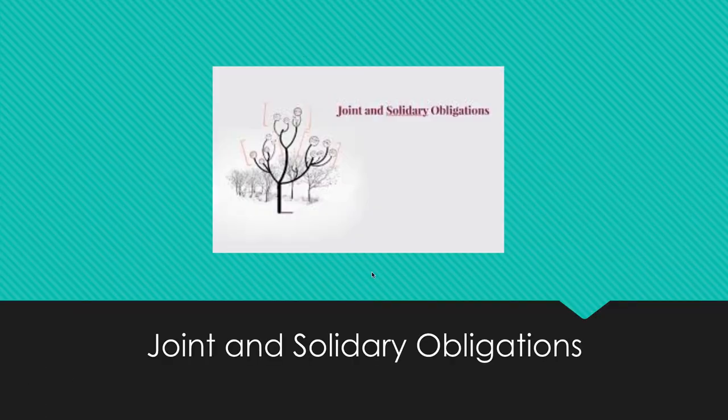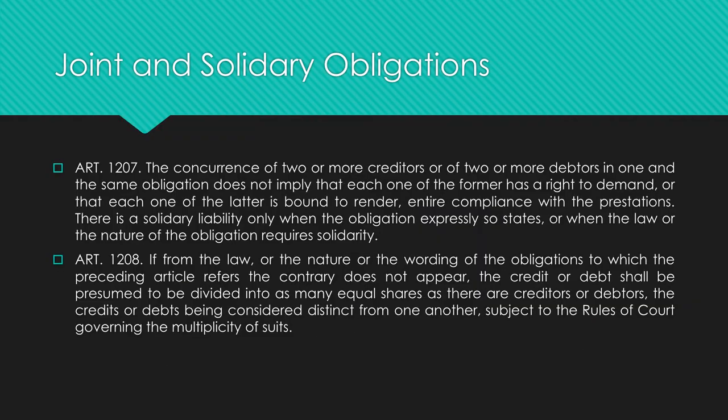Okay, so what about joint and solidary obligations? Under Articles 1207 and 1208, the concurrence of two or more creditors or of two or more debtors in one and the same obligation does not imply that each one of the former has a right to demand, or that each one of the latter is bound to render, entire compliance with the prestations. There is a solidary liability only, underline that, when the obligation expressly so states or when the law or the nature of the obligation requires solidarity. So even if there are a lot of creditors or debtors, it does not automatically make them solidary.